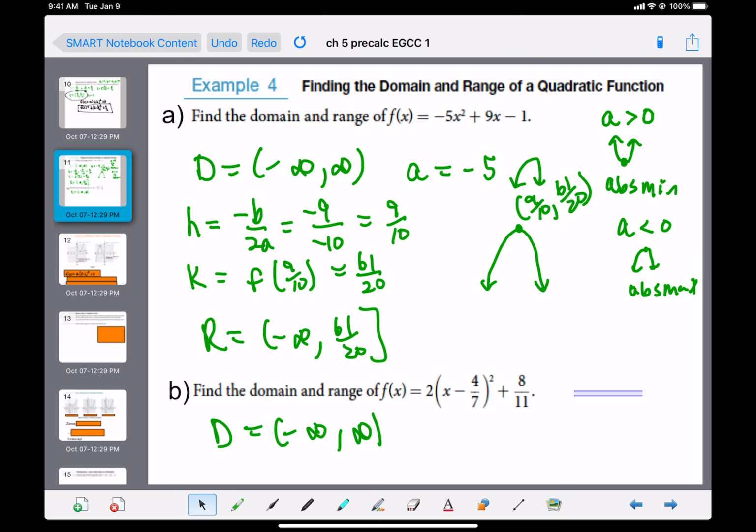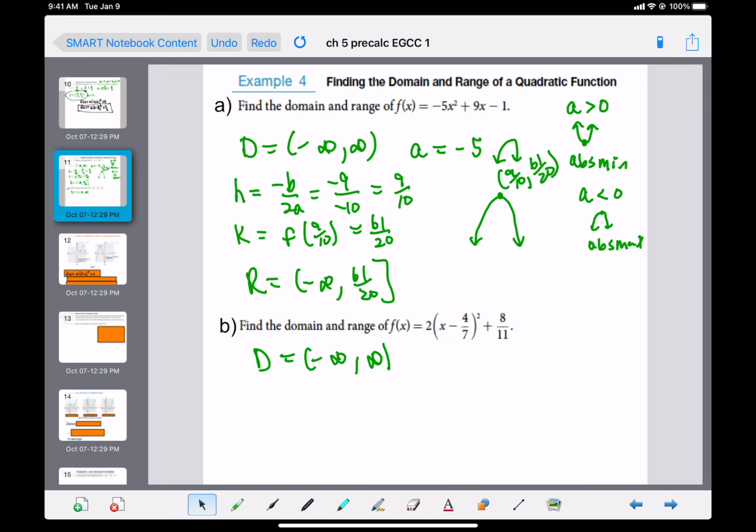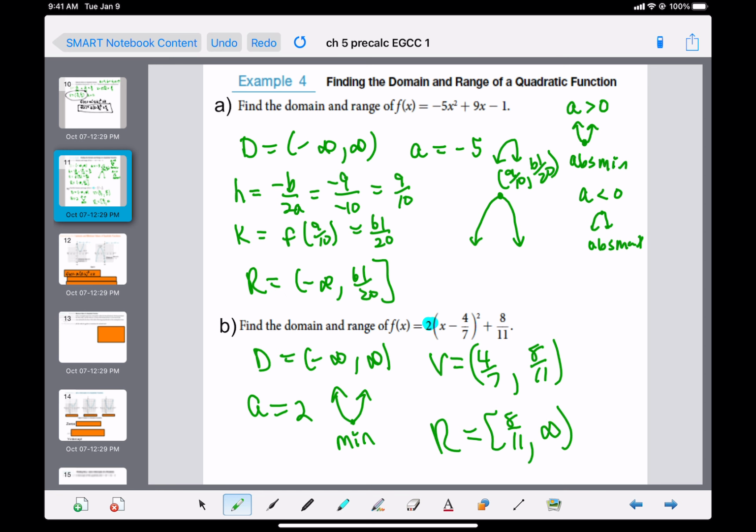So what's great about part B, we don't have to do the algebra of the vertex. The vertex is just sitting there. It's 4 sevenths, 8 elevenths. Because remember, our x changes sign. So that one changes sign, and 8 elevenths does not. Our k does not. So what we know, since our a value is 2, see that little 2 sitting there in front? That tells me that my parabola is traditionally pointing upward. So this right here is the lowest value for our range. The 8 elevenths is our lowest value for our range. So our range goes from 8 elevenths up to infinity. Put the 8 elevenths in a bracket because it is a point on the graph.